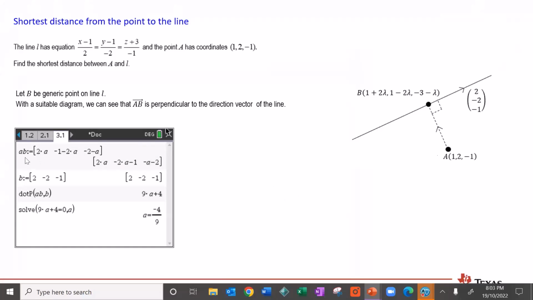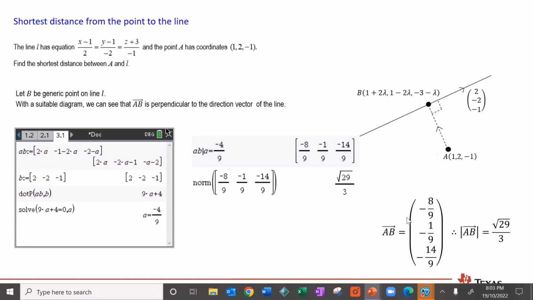So again, this time we find AB by subtracting the general form, and we find the dot product of AB. If we solve, we get the parameter minus 4 on 9. Then we can find the length of the vector given this, and the norm of this vector will give us the shortest distance. So there are a few applications which could happen.